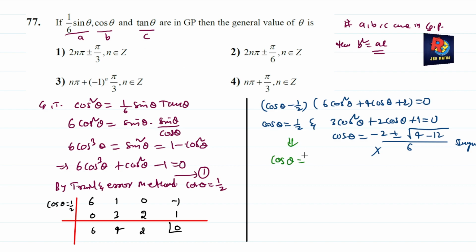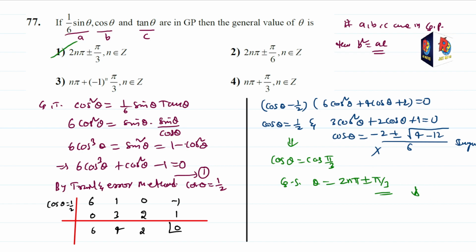So cos theta equals 1 by 2 means cos theta equals cos pi by 3. Cos theta equals cos alpha. Then the general solution is theta equals 2n pi plus or minus pi by 3. So option 1 is the correct answer. Next.